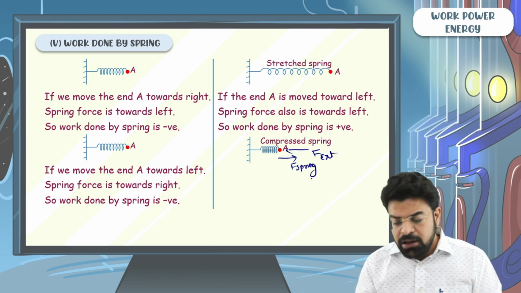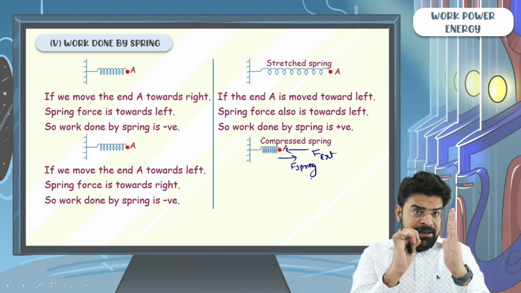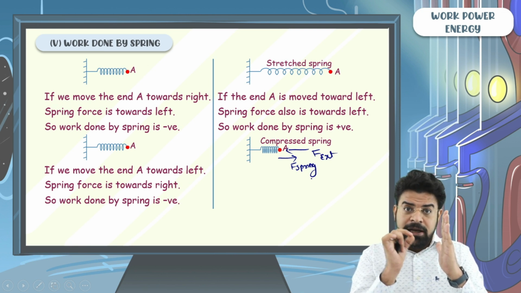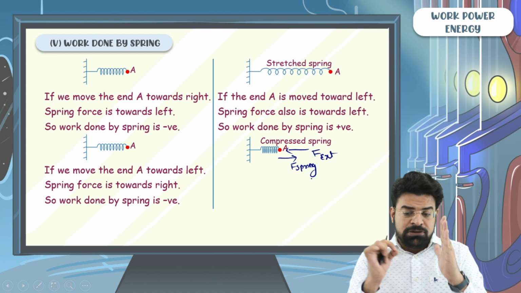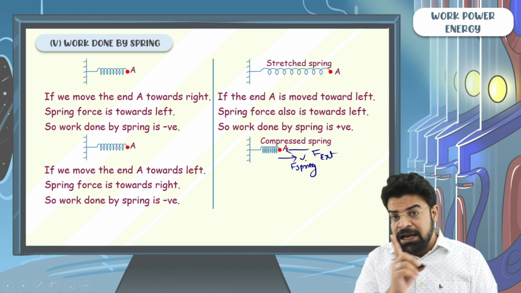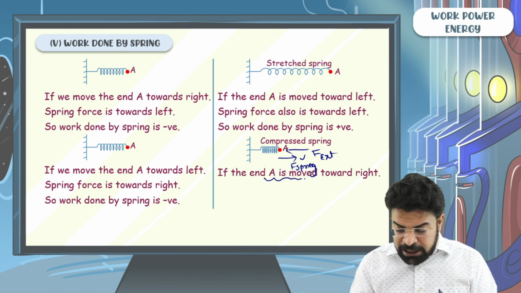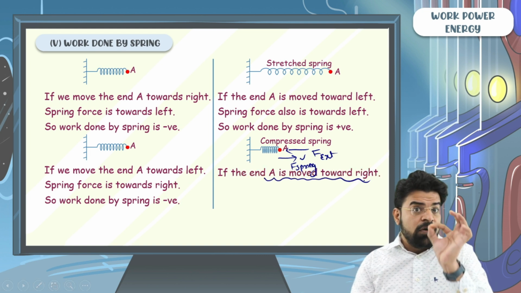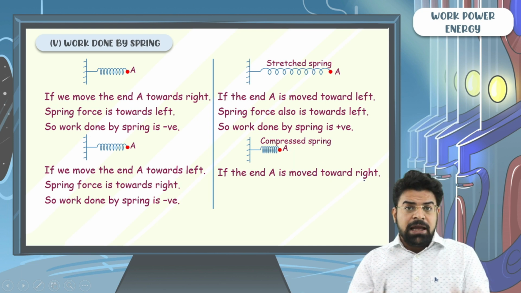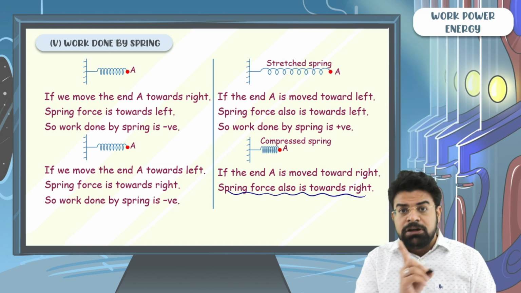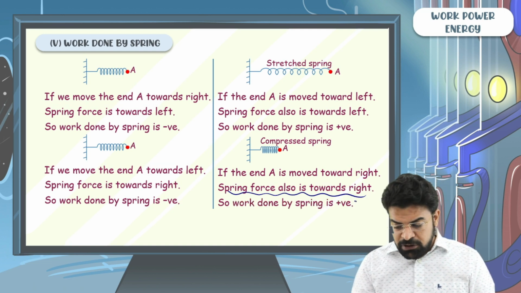Now again, if I move the point A in a compressed spring towards right, the force by the spring and displacement will be in the same direction. So if the end A is moved towards right, in the case of a compressed spring, the spring force is also towards right. Hence, the work done is positive.